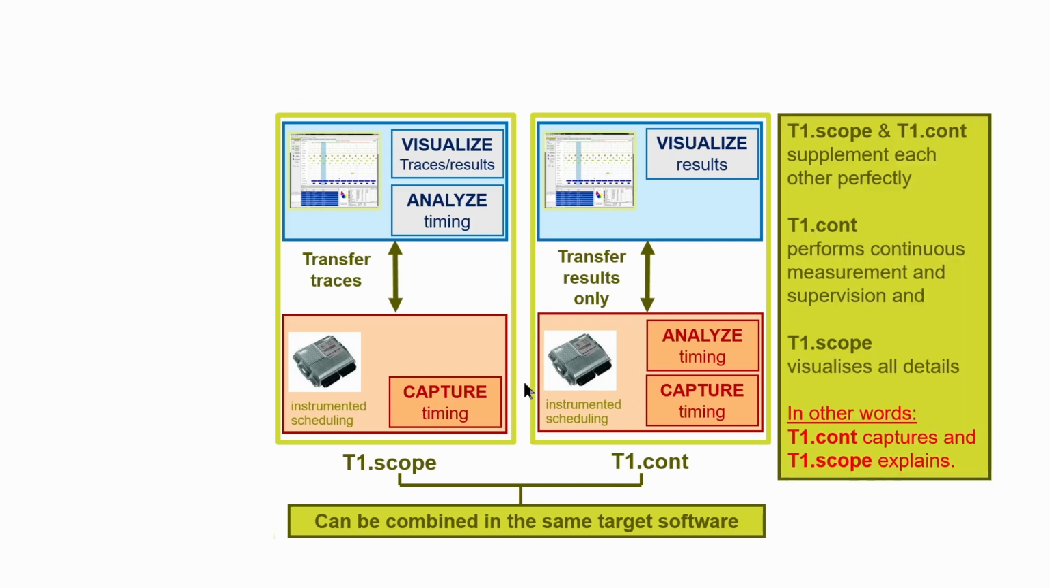T1.cont is different, of course. The capture of trace events still occurs on the ECU side, but its analysis is also on the ECU side. We just send the results to the T1 host software to display. This is the difference between T1.scope and T1.cont. The joint usage of T1.scope and T1.cont is the correct way to use T1.